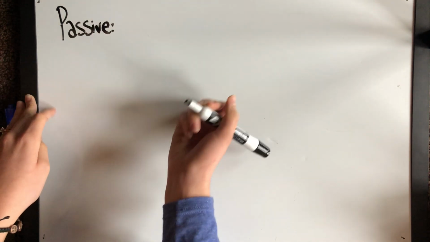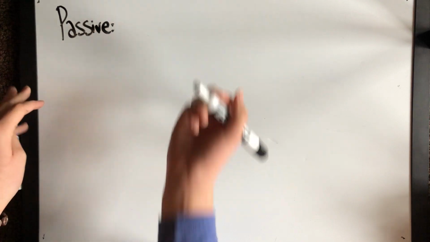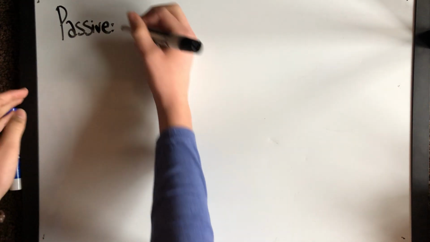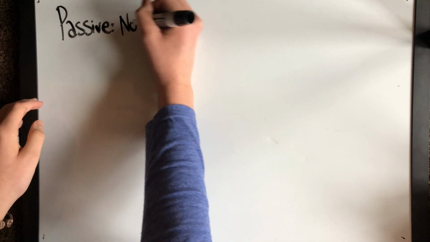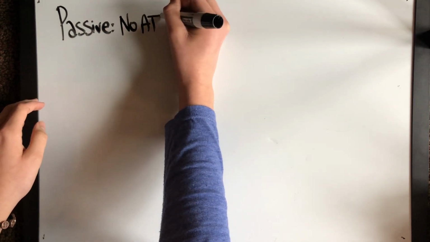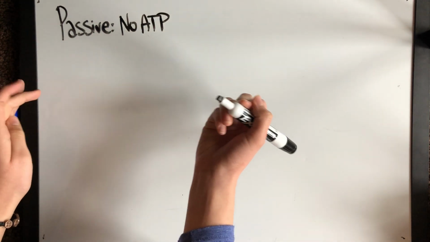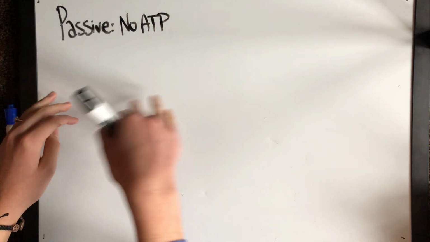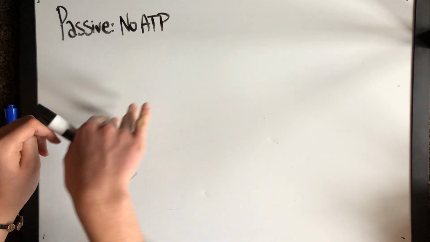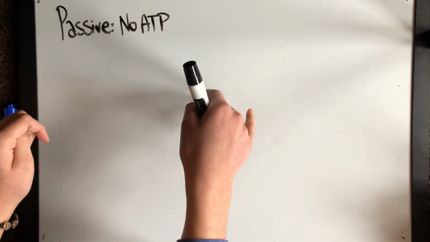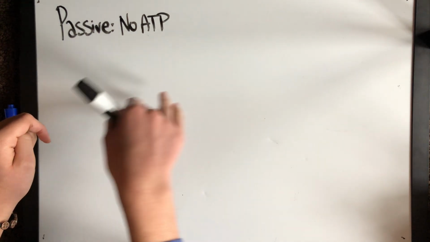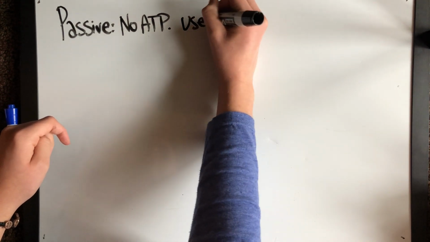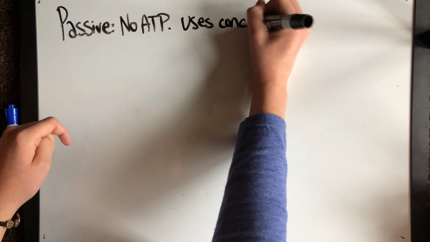So the big thing about passive is we don't use ATP. So it's passive, and that means that it's not doing the work itself, right? So we're not using any active energy, so no ATP. The reason why things can move without ATP is because we're going down the concentration gradient. So things are going to move from higher concentration to lower concentration. So we're using our concentration gradient.